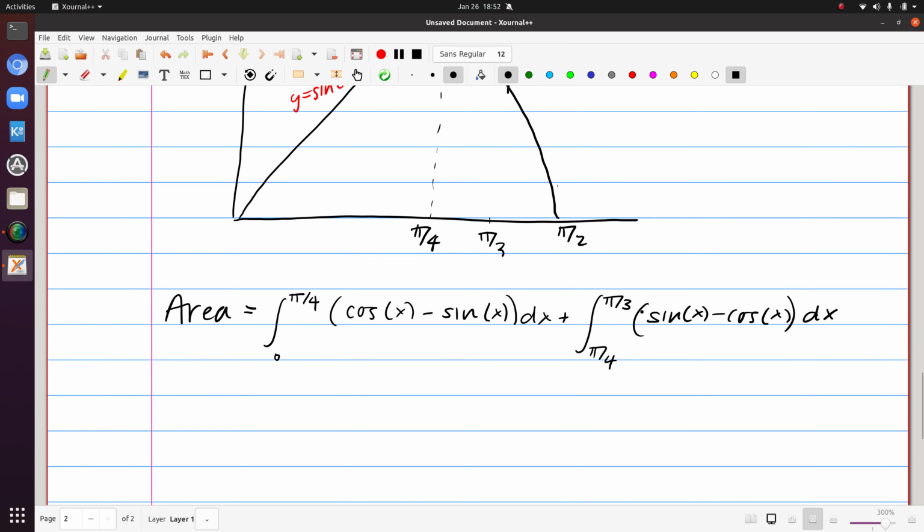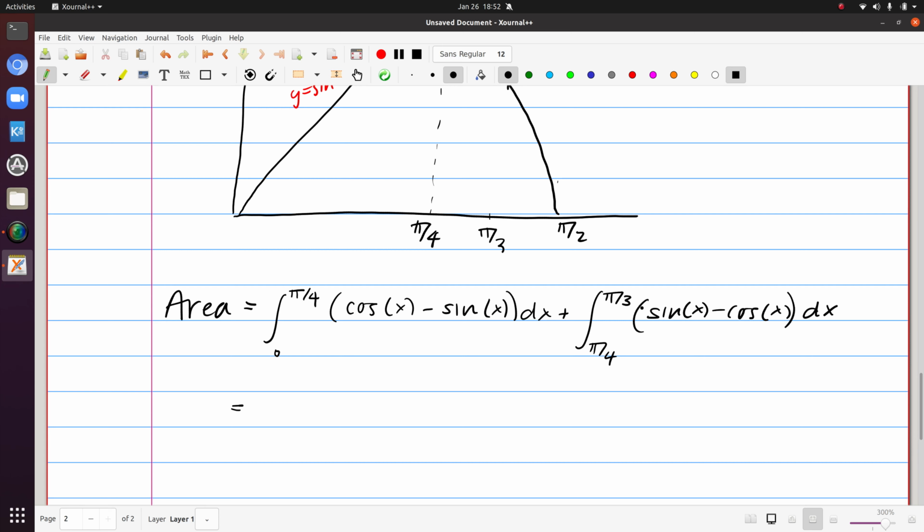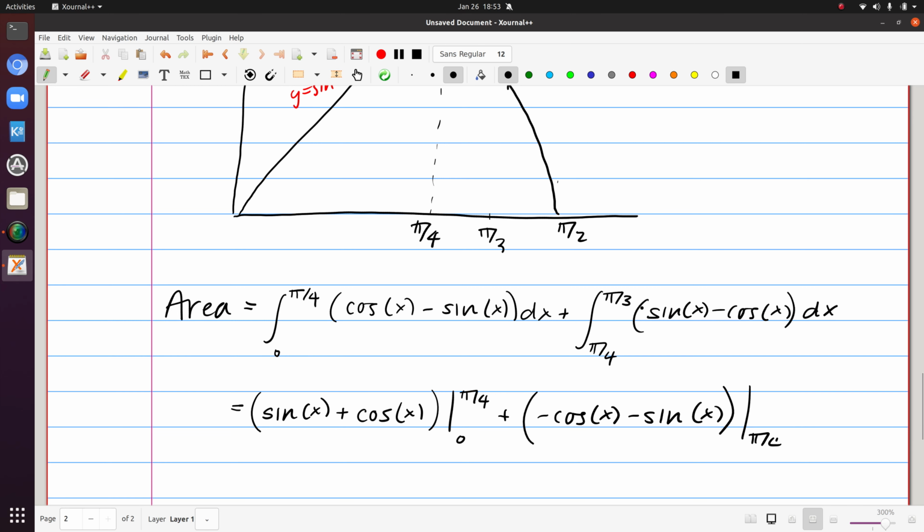Now beyond this, we're just going to antidifferentiate. We want to remember that cosine has the antiderivative of sine, and minus sine has antiderivative positive cosine. So this is evaluated from 0 to pi over 4. And we're adding to that the antiderivative of sine, which is minus cosine, and the antiderivative of minus cosine, which is minus sine. And this is evaluated from pi over 4 up to pi over 3.